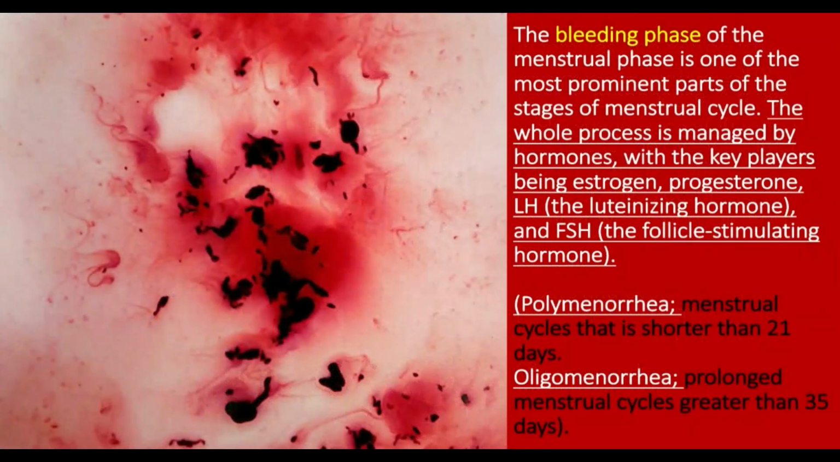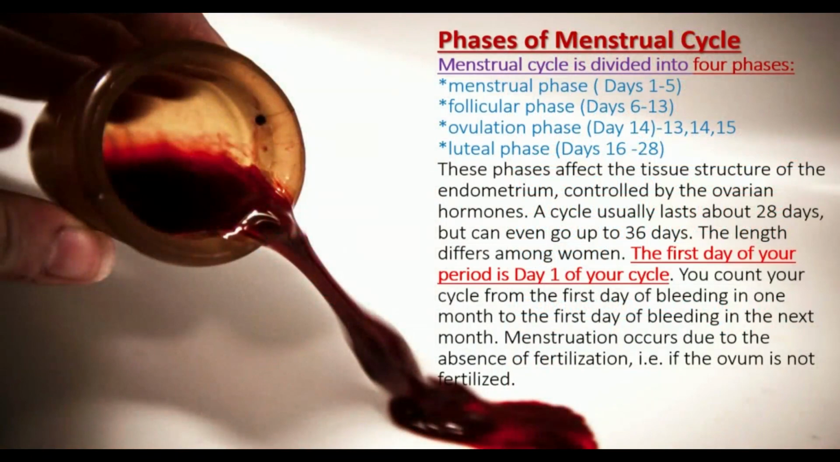This cyclic change involves different stages called the phases of the menstrual cycle. The bleeding phase of the menstrual phase is one of the most prominent parts of the stages of menstrual cycle. The whole process is managed by hormones with the key players being estrogen, progesterone, luteinizing hormone and follicle stimulating hormone. Menstrual cycle is divided into 4 phases: menstrual phase, follicular phase, ovulation phase and luteal phase. These phases affect the tissue structure of the endometrium controlled by the ovarian hormones.